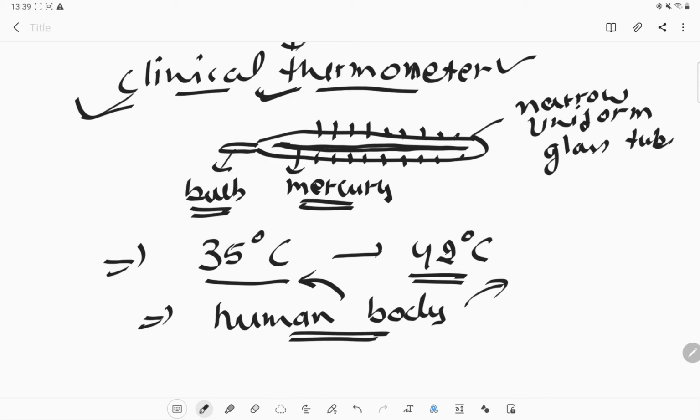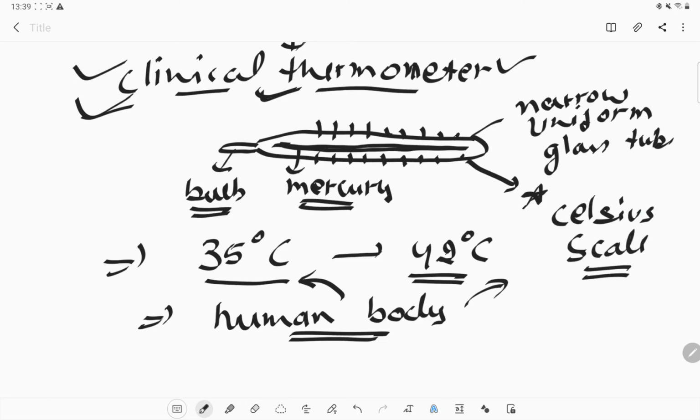Okay, and always keep one thing in mind: the clinical thermometer always uses the Celsius scale. It always measures in Celsius. We never use the Kelvin scale to measure our body temperature.